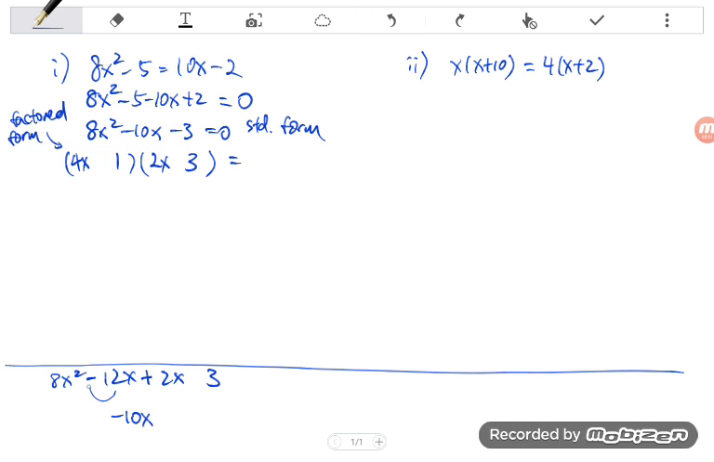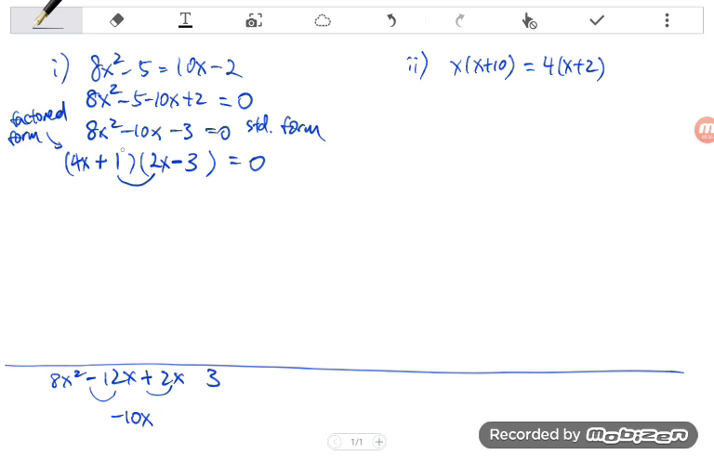Right? The negative goes to 12x, and the 12x came from the 4x times 3, which means the negative goes to 3. The positive goes to 2x, and the 2x came from this 1. So the positive goes to the 1. Okay? So before we continue finding the x or applying the zero product property, let's just double check.